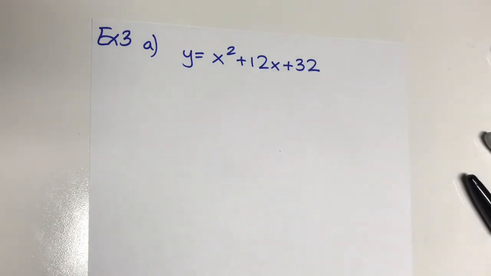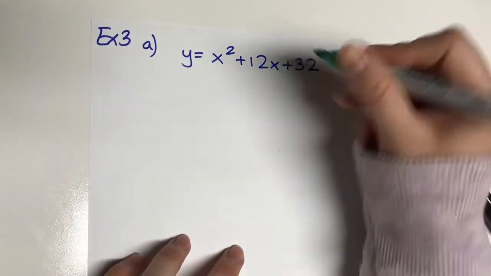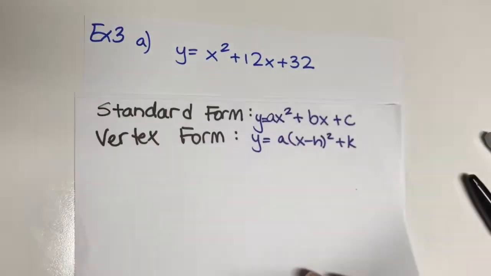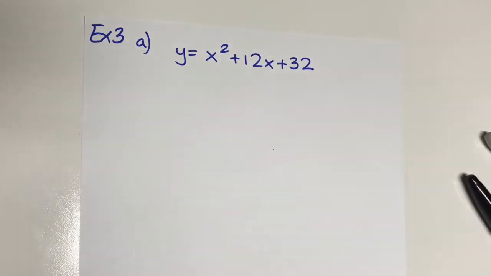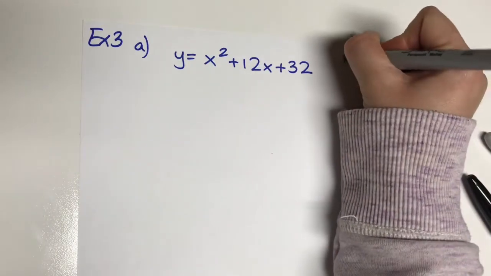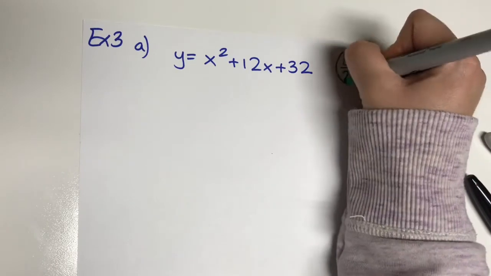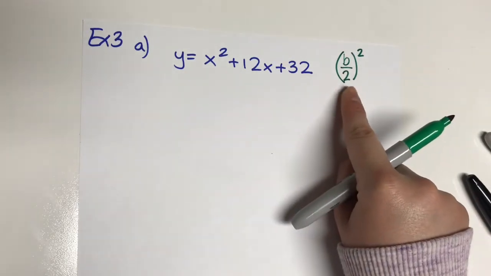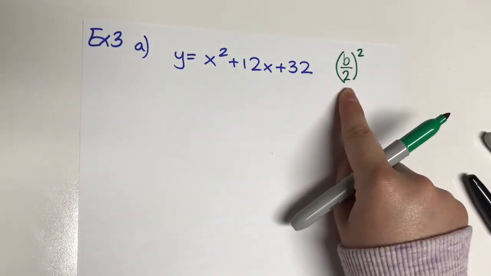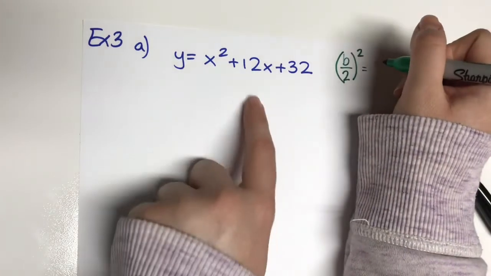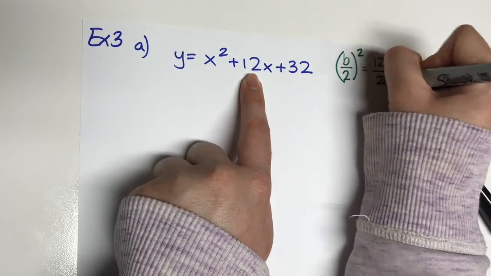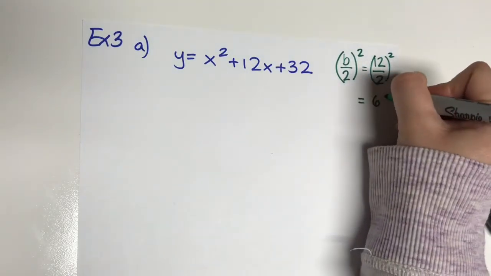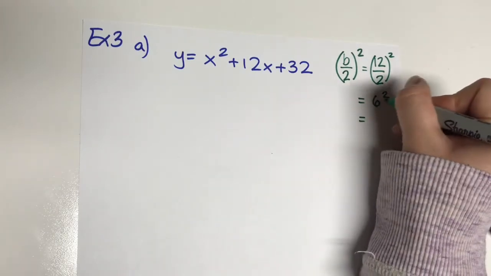What I'm going to do is use a trick, and the trick is to take the b value. In this case, my b from standard form was 12. I'm going to take b, divide it by 2, and then square it. This you have to remember. So b divided by 2, and then square it. In this case, b is 12, so 12 divided by 2 is 6, squared, and 6 squared is 36.